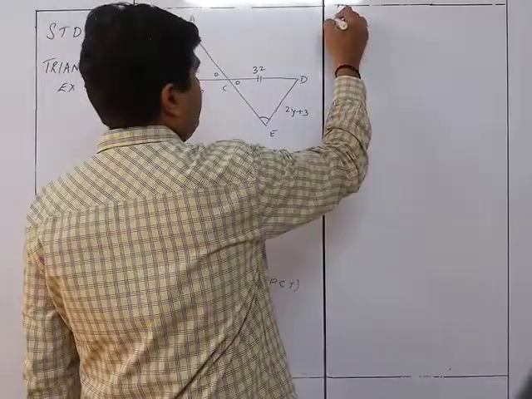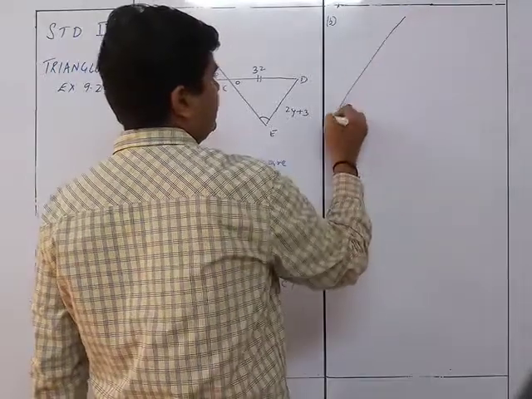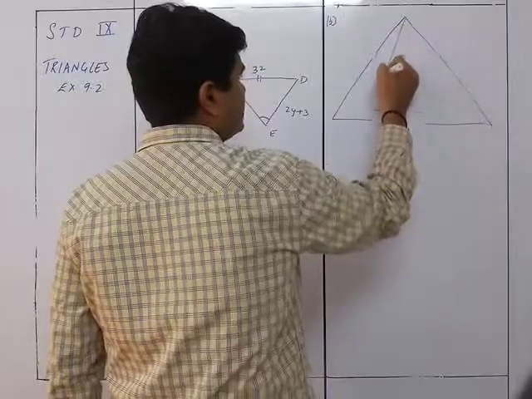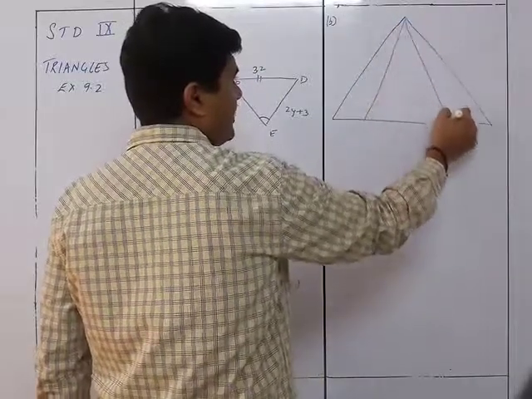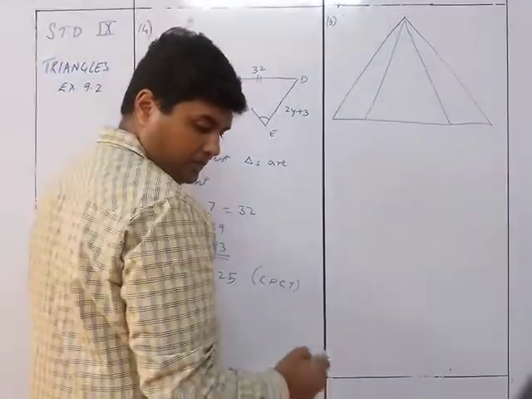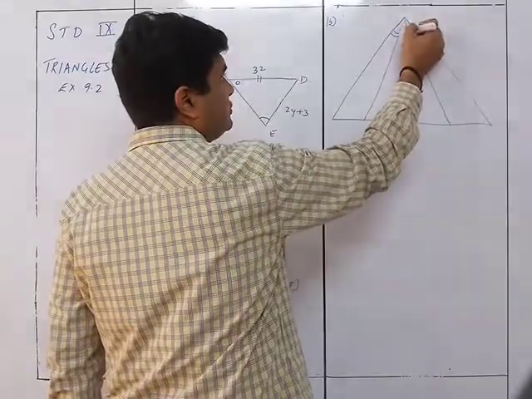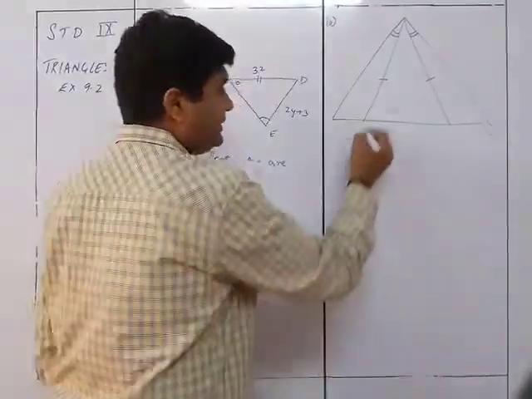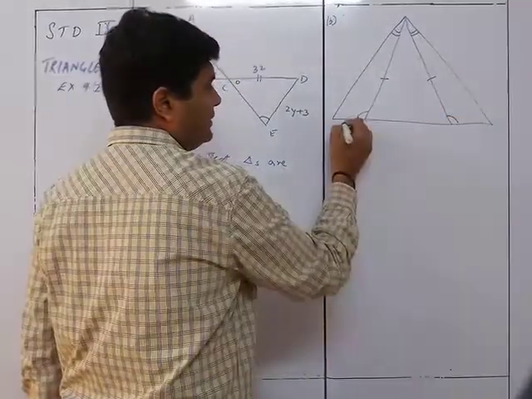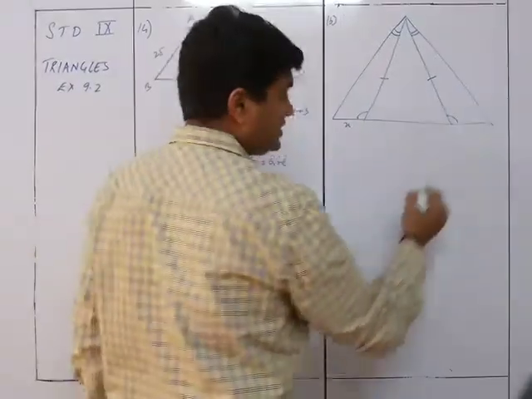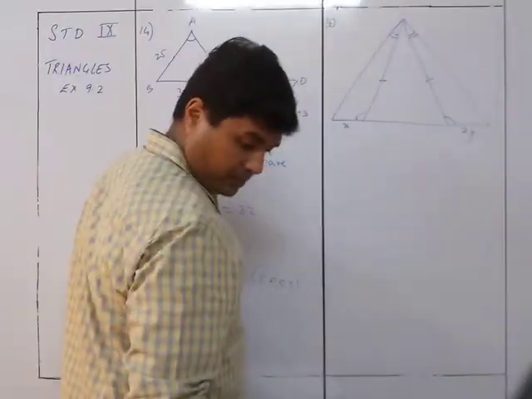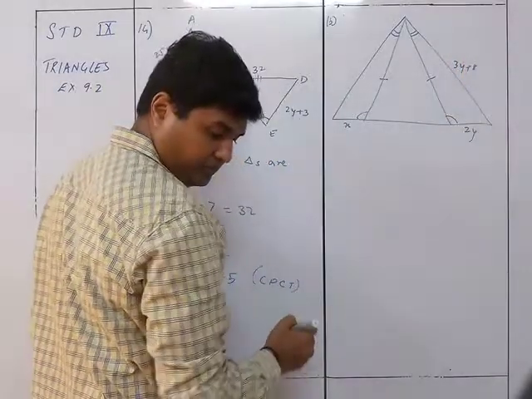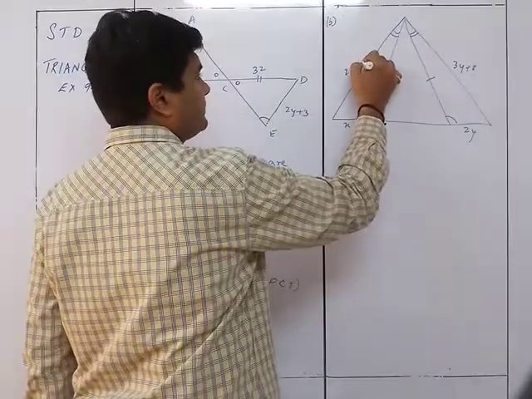So the second one, B part over here, is going to be this way: a triangle like this and having two smaller triangles inside the same one in this manner. It is given that this angle is equal to this angle, this side is equal to this side, and this angle is equal to this angle. Again, this is x, this is 2y, this is 3y plus 8, and this will be 2x plus 4.